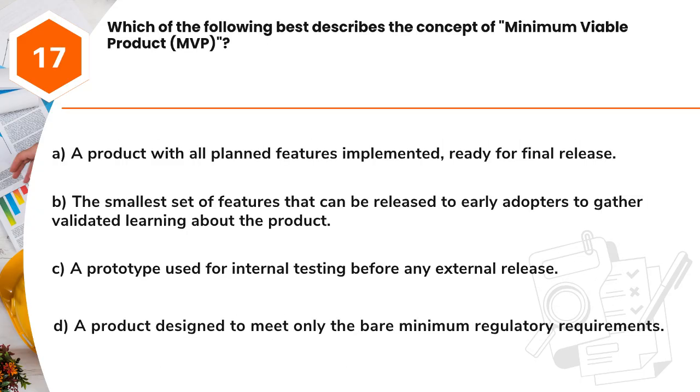Question 17. Which of the following best describes the concept of minimum viable product (MVP)? A. A product with all planned features implemented, ready for final release. B. The smallest set of features that can be released to early adopters to gather validated learning about the product. C. A prototype used for internal testing before any external release. D. A product designed to meet only the bare minimum regulatory requirements.